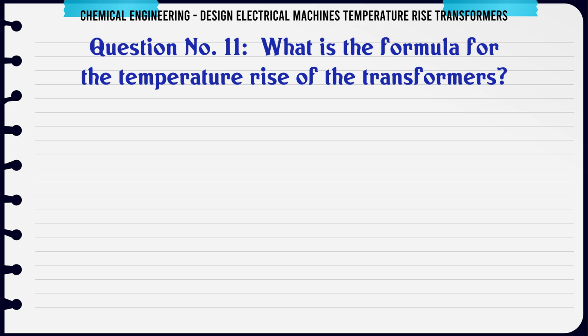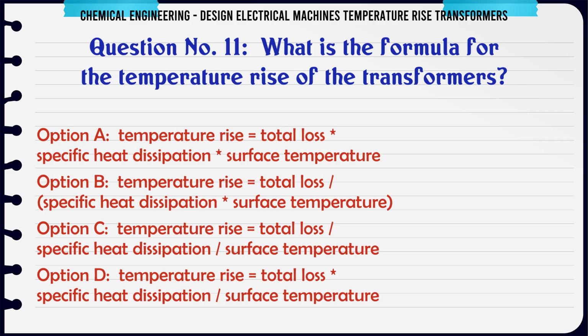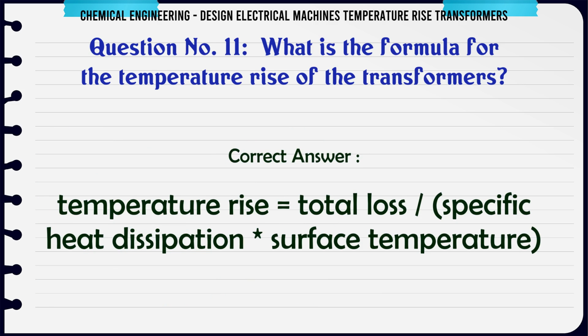What is the formula for the temperature rise of the transformers? A. Temperature rise = total loss / (specific heat dissipation × surface temperature). B, C and D give variants of the same formula. The correct answer is temperature rise = total loss / (specific heat dissipation × surface temperature).